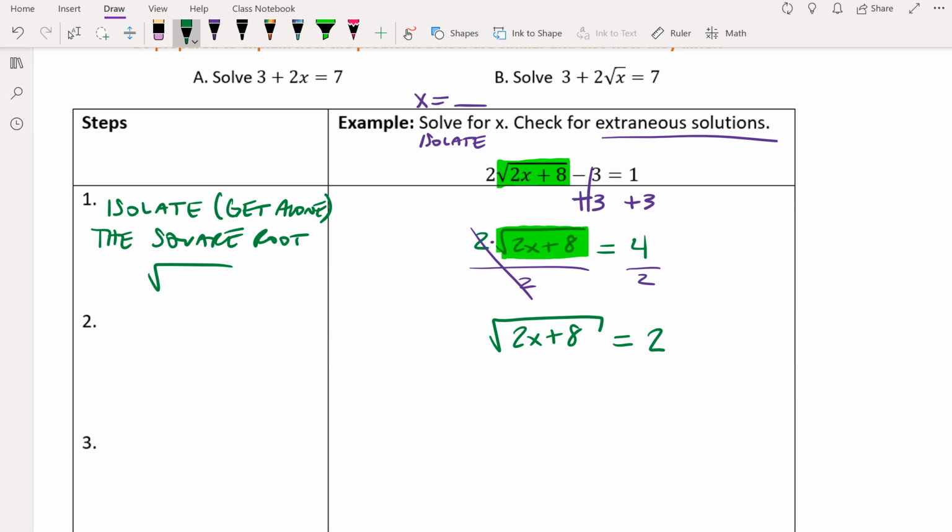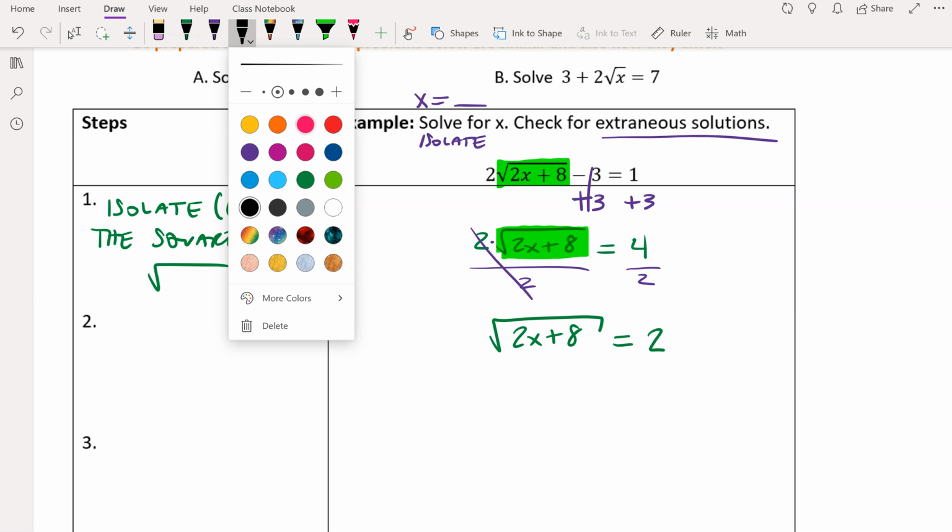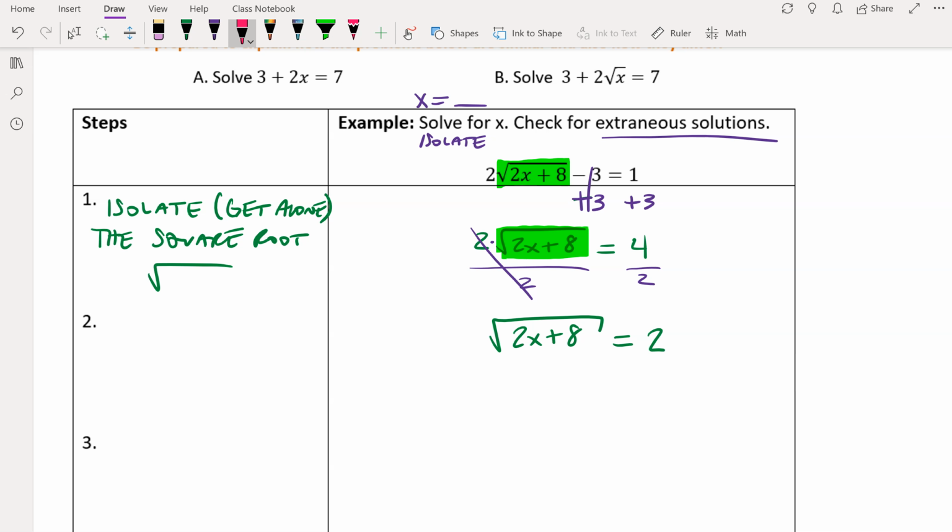We have isolated the square root. We've gotten that square root piece alone. Next step. Let's go on to the next step. And the next step is square both sides. All right, and let me explain why.